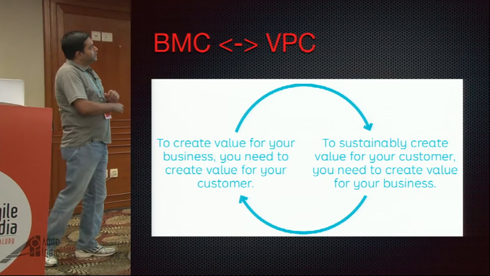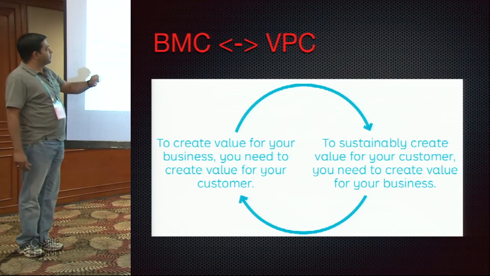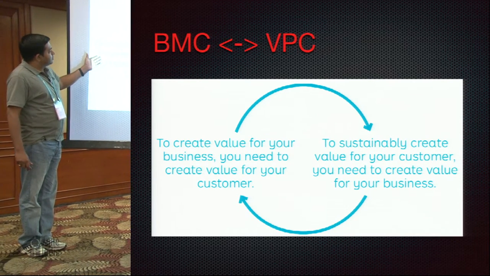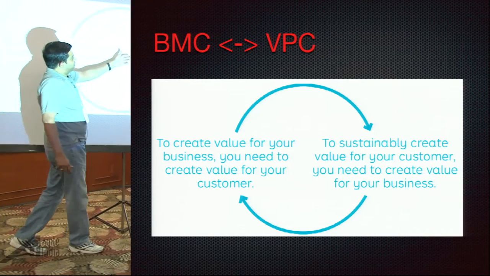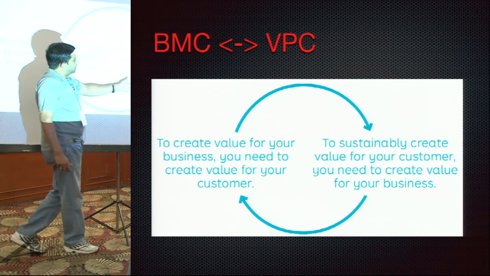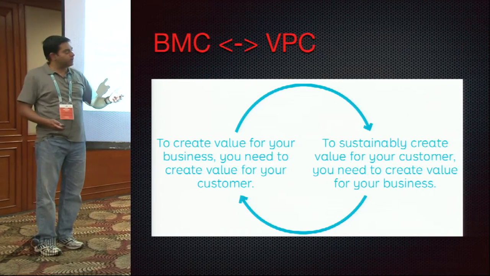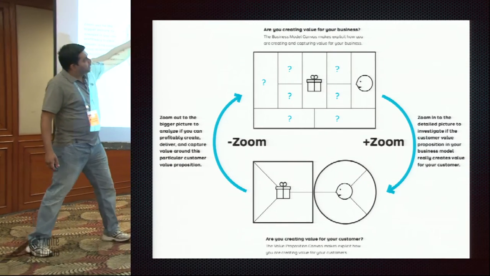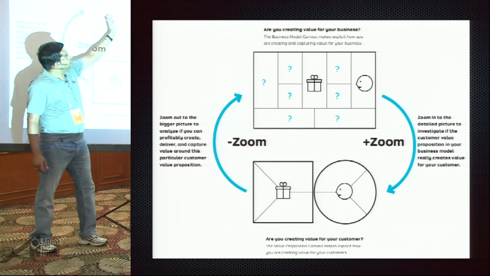If we look at the whole thing there, this is where we come from the business model canvas to the value proposition design. To create value for your business, you need to create value for your customers. And to sustainably create value for your customer, you need to create value for your business. So it's a kind of cyclic process that feeds off each other. And this is how it happens there. So I talked about the business model canvas. We start from there on day one.